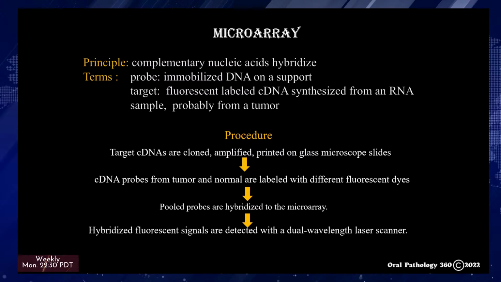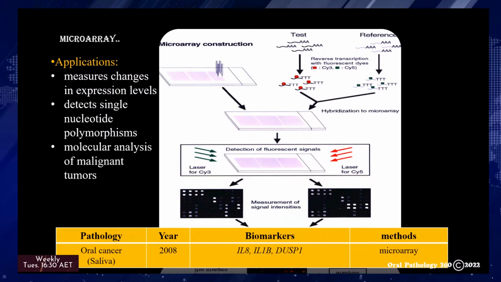Microarray. In this method, complementary nucleic acid hybridization is the principle. It utilizes a probe and a target, which is a fluorescent labeled complementary DNA synthesized from an RNA sample. Microarray is most frequently used to measure changes in expression levels, detecting single nucleotide polymorphisms, and molecular analysis of malignant tumors.